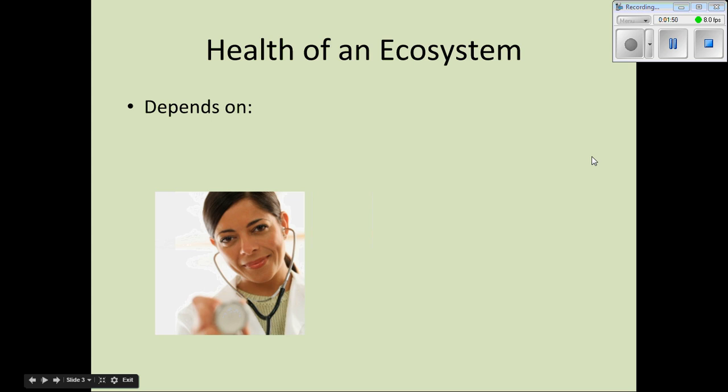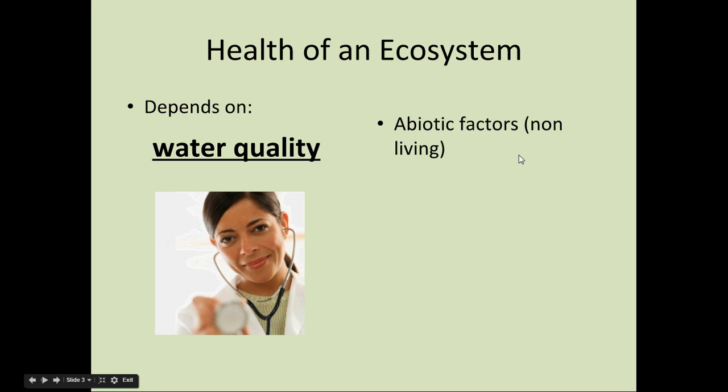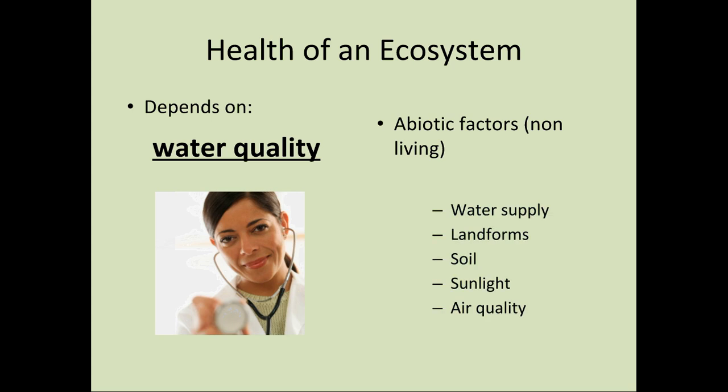The health of an ecosystem depends largely on the quality of water. Abiotic factors are important to the quality of an ecosystem. A, the prefix, means not. Therefore, abiotic factors are factors that contribute to an ecosystem that are not living. Some abiotic factors are the water supply, landforms, soil, sunlight, and air quality.